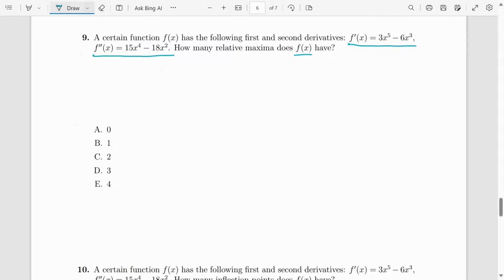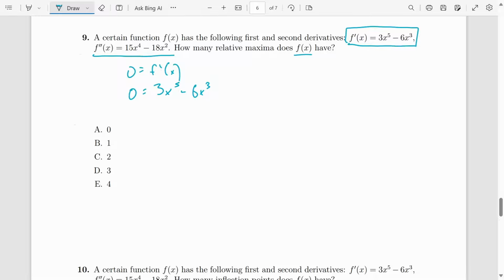Now to find it for this problem, we need to find f of x's critical points. To do that, we set 0 equal to f prime of x, and then solve for x. And fortunately, we are already given f prime of x, so we don't even have to find that derivative. We can just plug that in and start with this. So we have 0 equals 3x to the fifth minus 6x cubed.